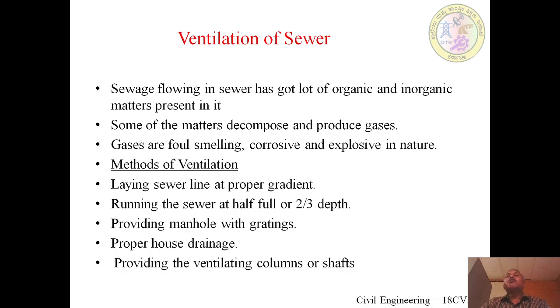That's why we have to make a proper ventilation of the sewer. In order to make proper ventilation, we have to follow certain methods. The methods are as follows. So what is the first method? Laying the sewer line with a proper gradient. Means whenever you lay the sewer line with a proper gradient, the ventilation will be achieved.